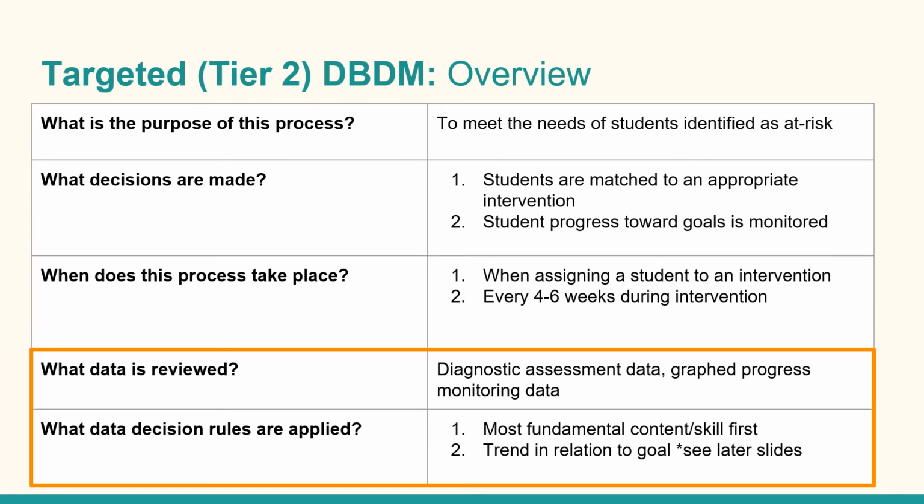When reviewing diagnostic data to establish interventions, a good rule of thumb is to work on the most fundamental content or skill needed first, though your team or district may establish specific decision rules for you. When it comes to reviewing progress monitoring data, we apply the decision rules of comparing the trend line to the goal line, which we just covered.